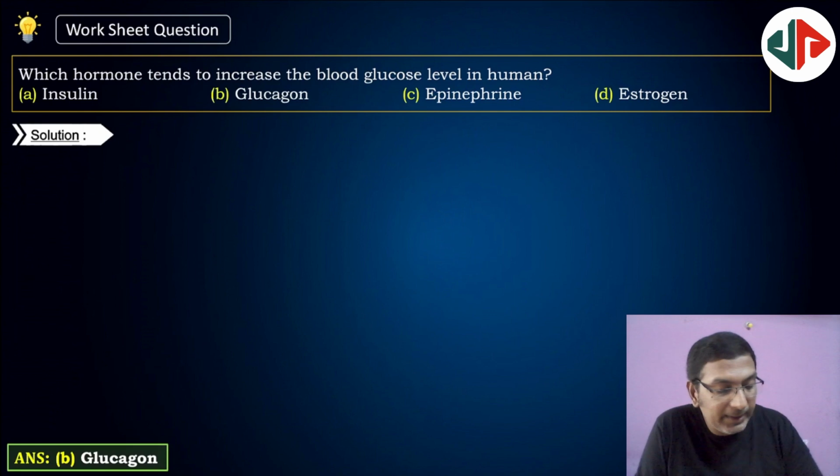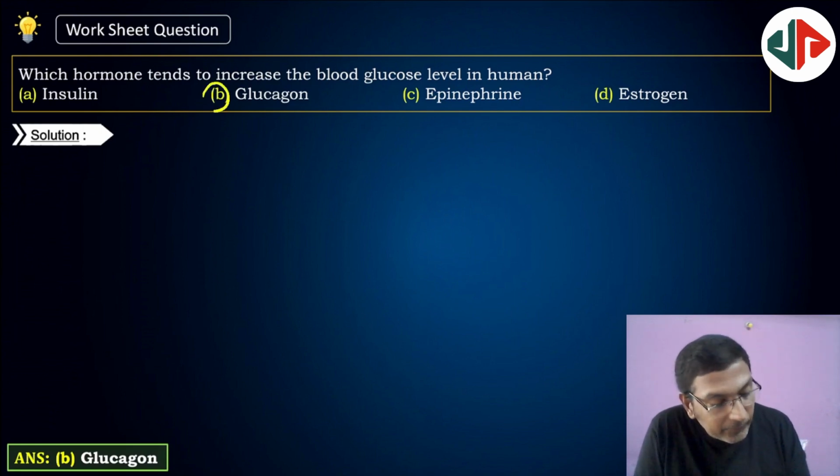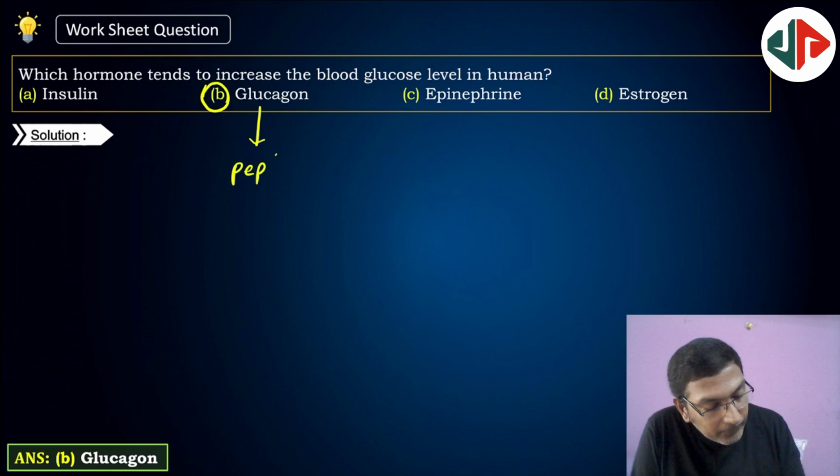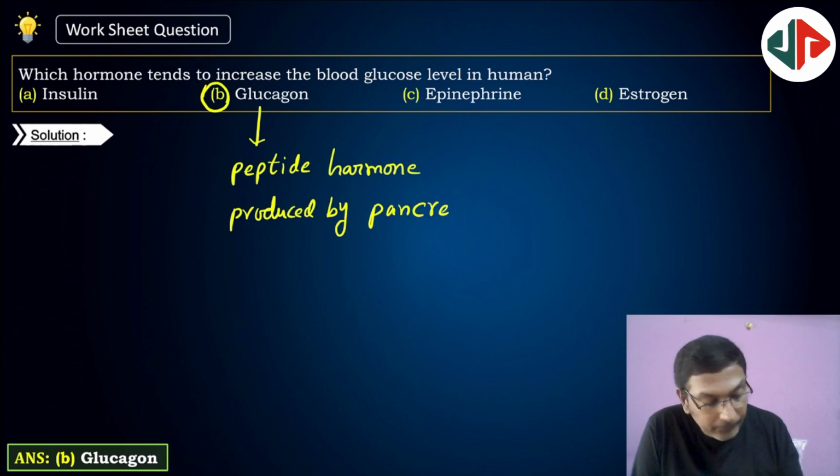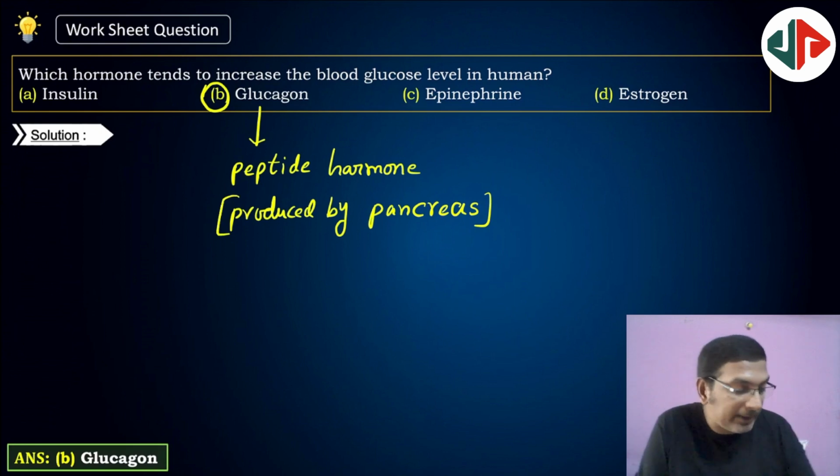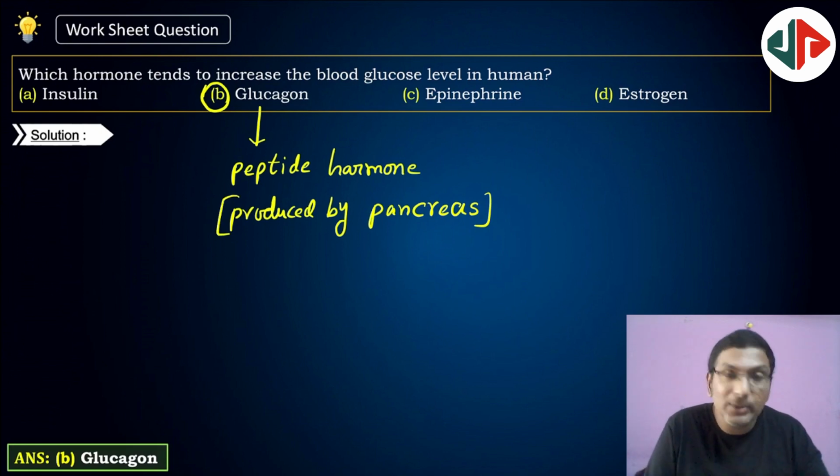So which hormone tends to increase blood glucose level in humans? So here simply glucagon. It is a peptide hormone which will be produced by pancreas. Very, very important. That increases glucose levels. Next.